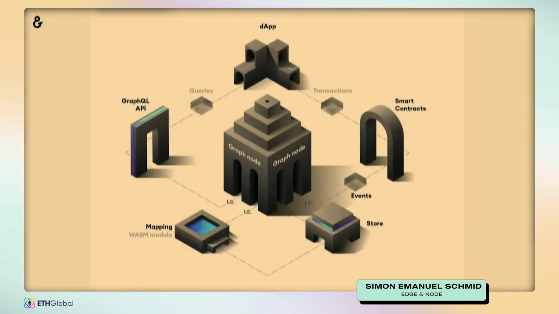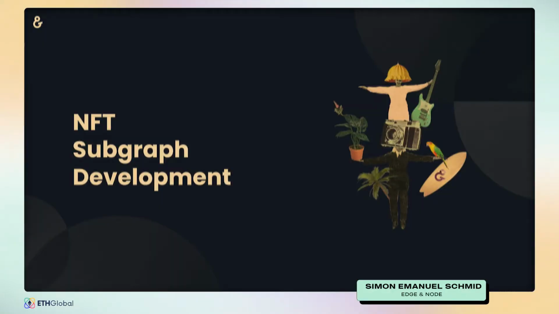On the other hand, if the DApp wants to send a query on the left, it goes to this GraphQL API that we saw before, a very nice expressive query language, to get that data out of the graph node. So this is roughly the system architecture.